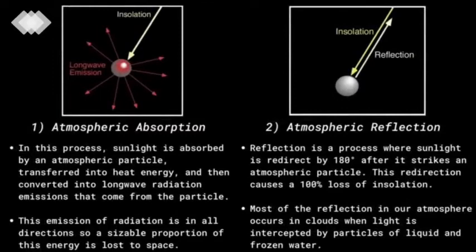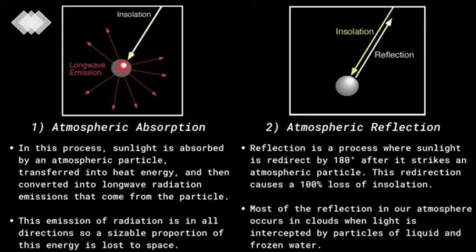First, atmospheric absorption. In this process, sunlight is absorbed by an atmospheric particle, transferred into heat energy, and then converted into long-wave radiation emissions that come from the particle. This emission of radiation is in all directions, so a sizable proportion of this energy is lost to space.